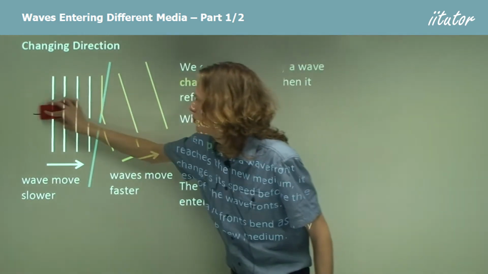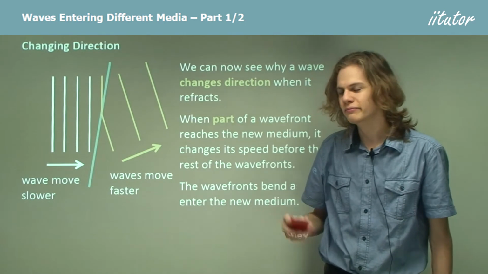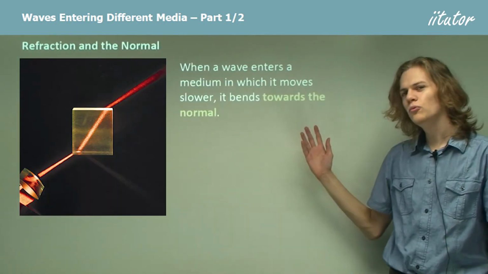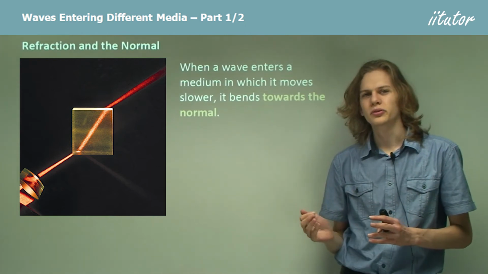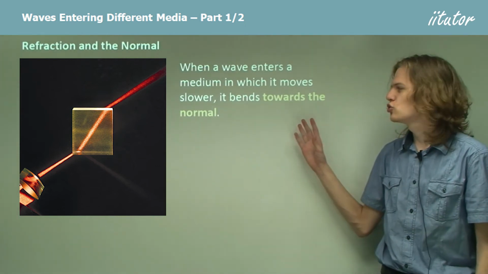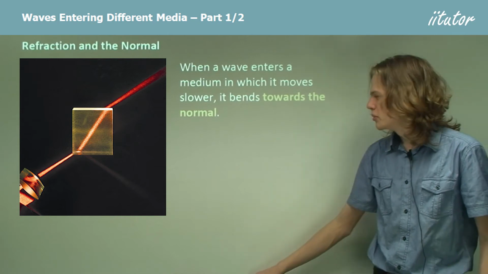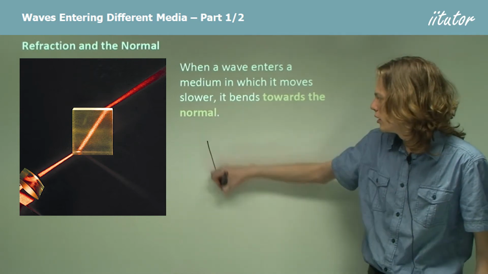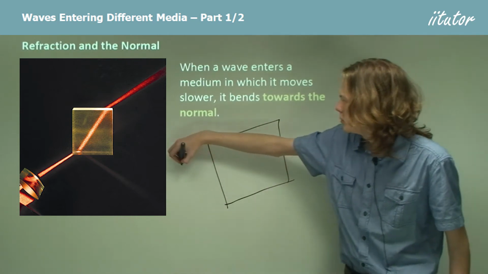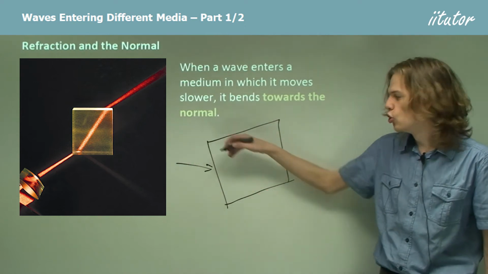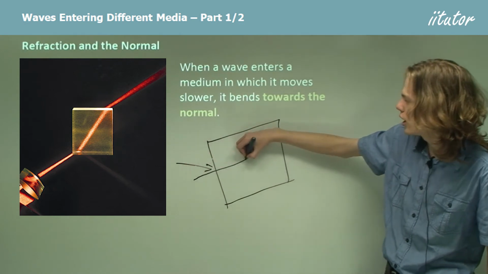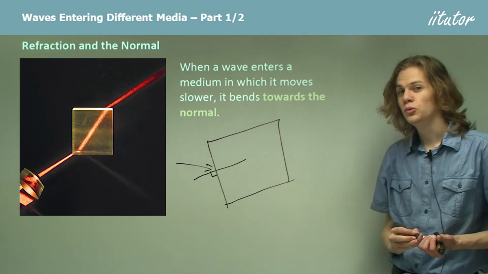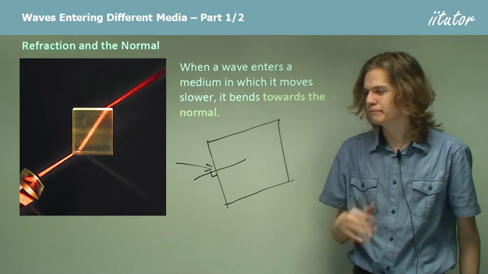And that's why refracted light will change direction. Now, when a wave enters a medium in which it moves slower, we can see from the diagram previously that it will bend towards the normal. Remember that if we have a surface and light is being shone onto it, then the normal to this surface is simply going to be a line at right angles. We've learned about this before, but don't forget it.